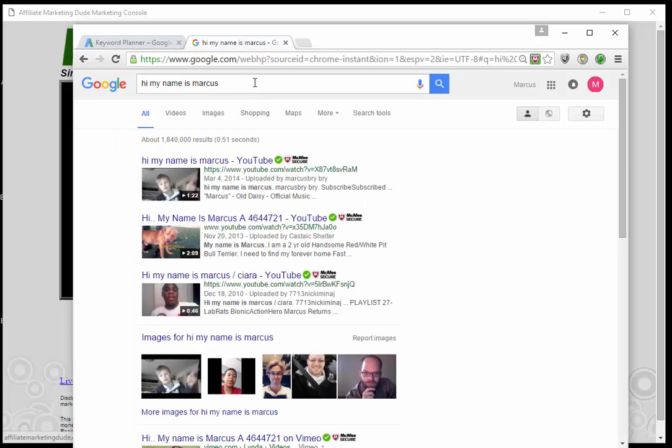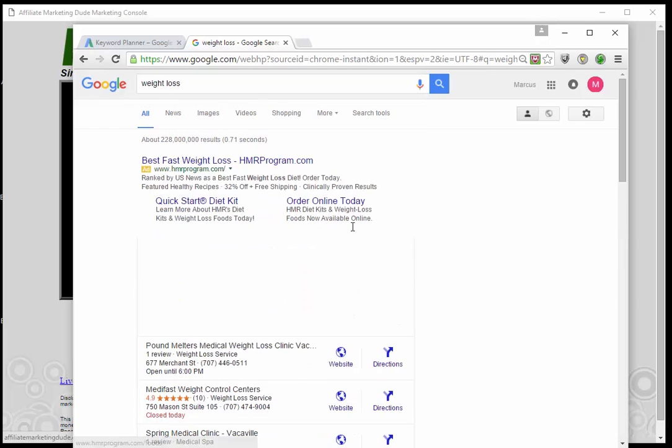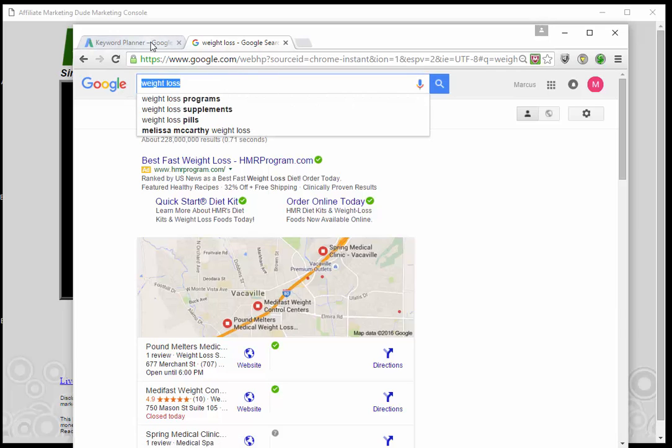Now, when you get into popular keywords like weight loss, you're going to see that a lot of people type this stuff in. When we have weight loss here, we can find out exactly how many other people besides my one search today actually search for this every month on average.